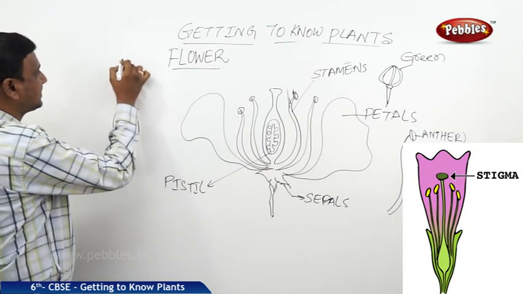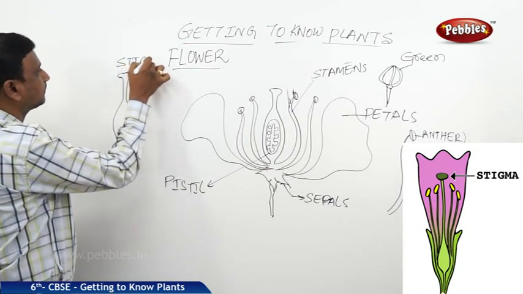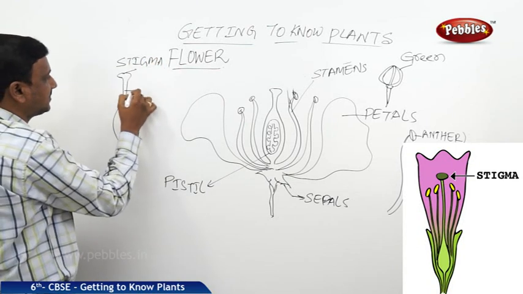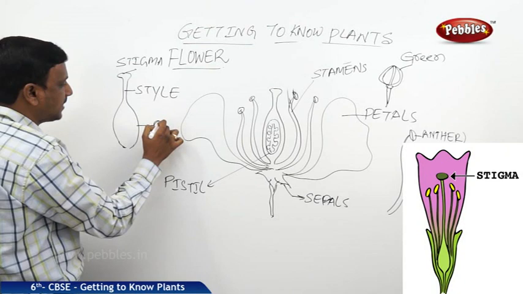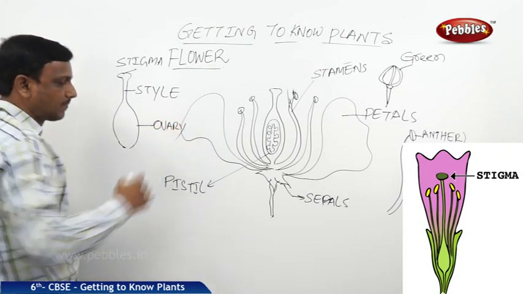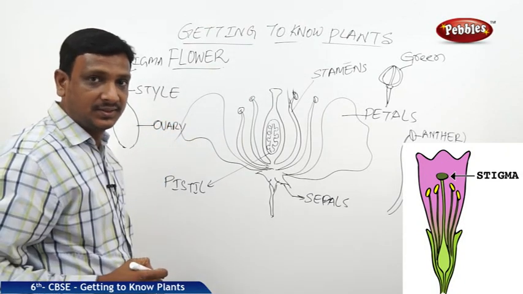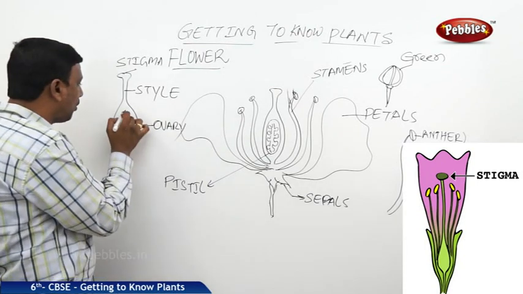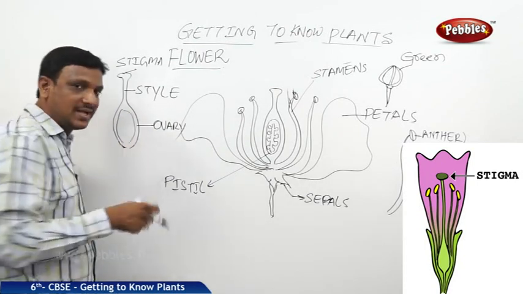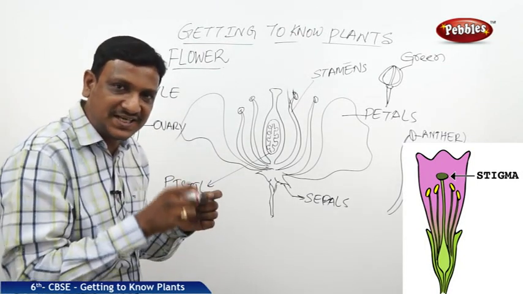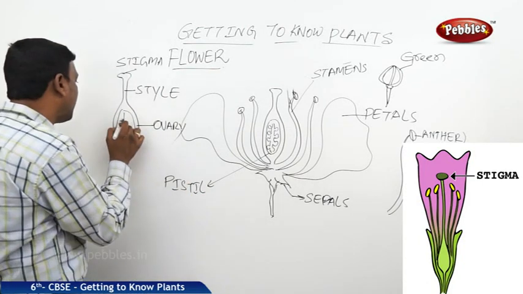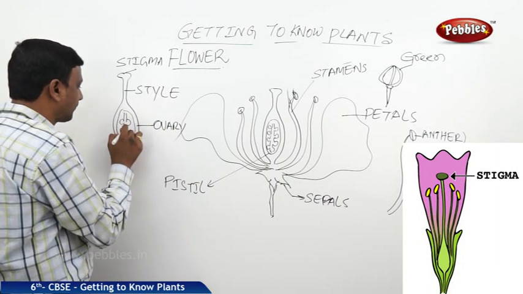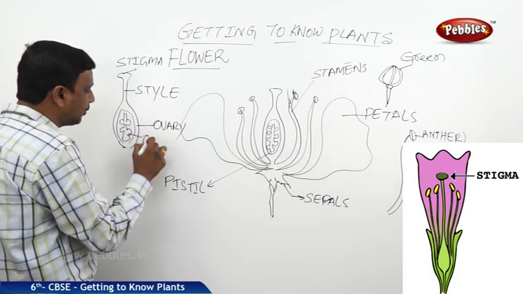This is called stigma. This is called style. And this part is called ovary. Right? So now again in the ovary, if you cut the ovary with the help of a blade, if you make a thin section and see what is there inside, you can find small ovules.